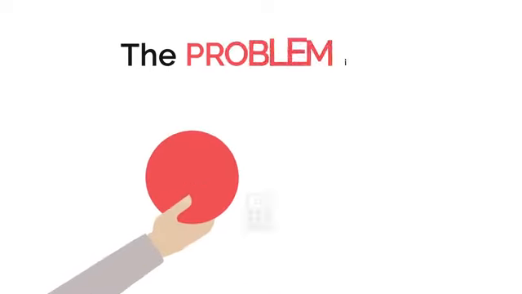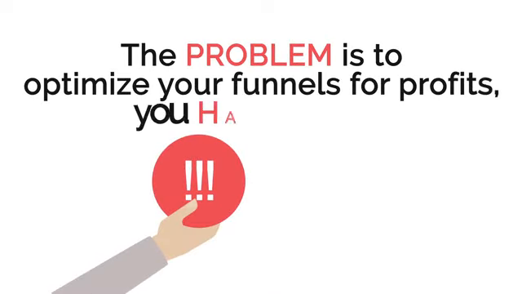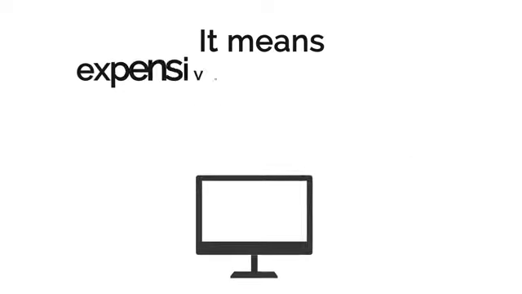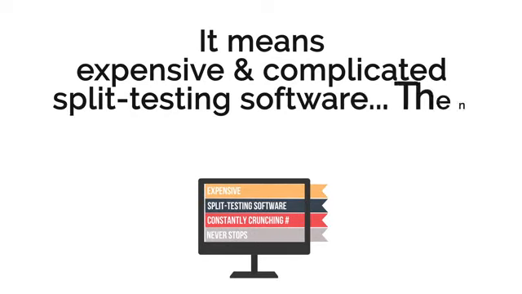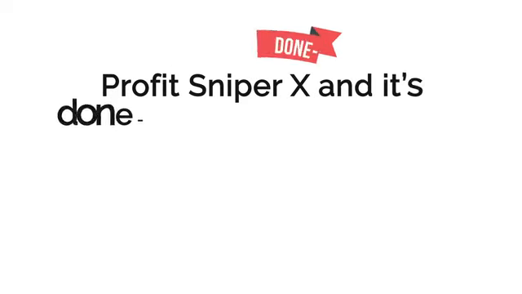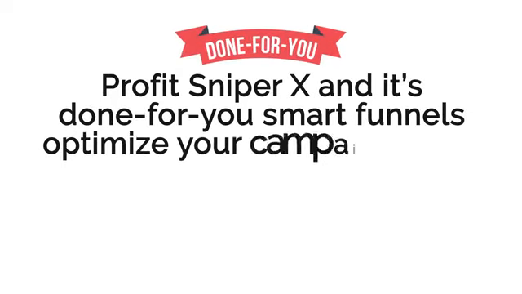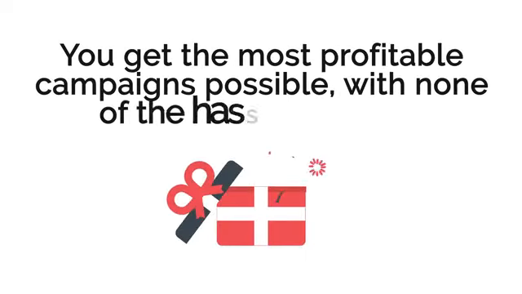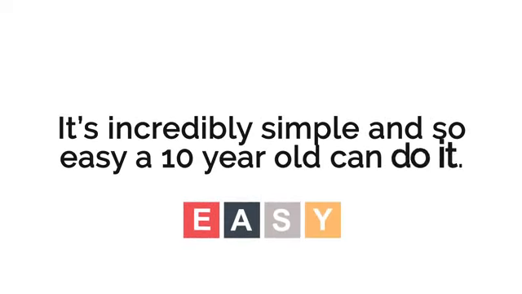Simple. The problem is to optimize your funnels for profit, you have to test. And speaking from experience, testing is a major pain in the behind. It means expensive and complicated split testing software, then constantly crunching numbers, and it never stops. Until now. Profit Sniper X and its done-for-you smart funnels optimize your campaigns for you. Without you crunching a single number, you get the most profitable campaigns possible with none of the hassle or setup. It's incredibly simple and so easy a 10-year-old can do it.